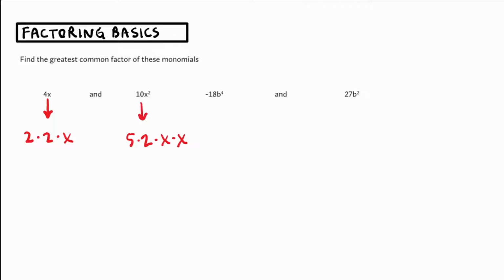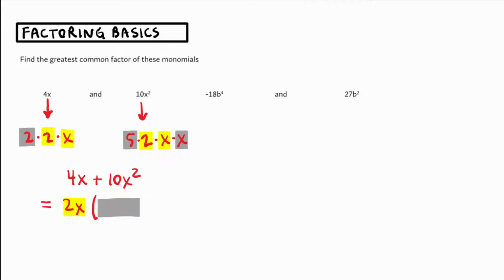Right, so if we were looking for common factors, okay, we have a 2 in both of these expressions and an x. So if we had something like 4x plus 10x squared, we could factor that by removing the 2x, saying this is going to be 2x multiplied by, and then we were left with a 2 and a 5x. So that would go there, 2 plus 5x.